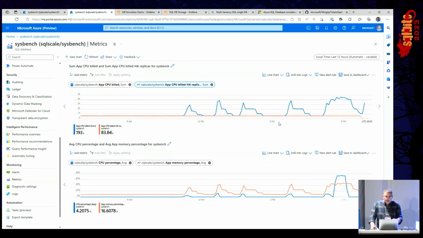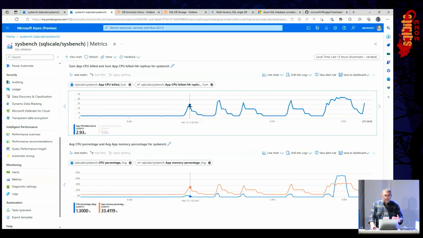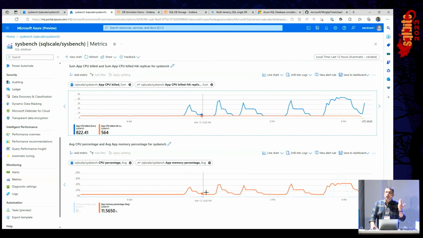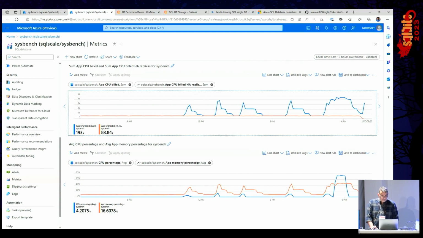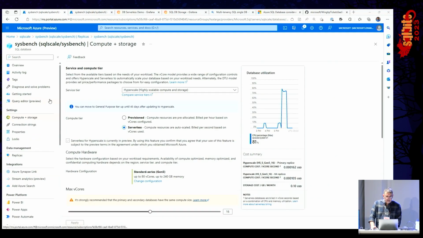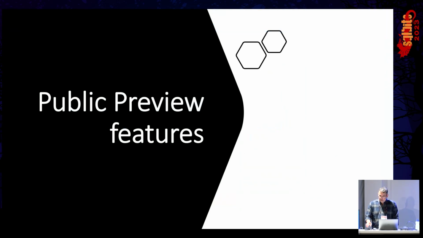And you can see the orange line is almost 0 because we are really not doing rescale on the HA replica. We're just putting workload on the primary compute. So billing is independent on replicas based on what workload those have. And these correspond to really the workload on the replica. Right, so that's in a nutshell.